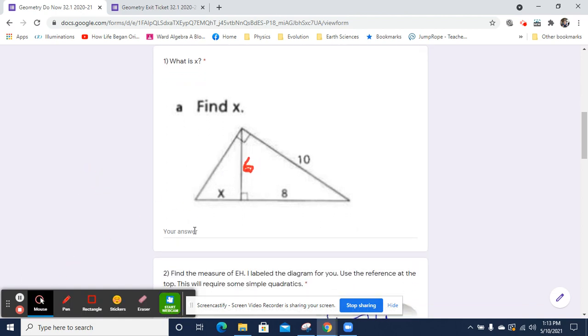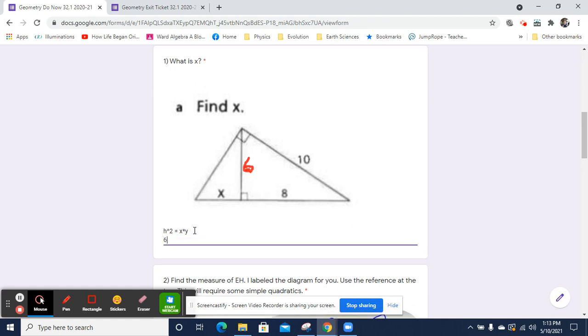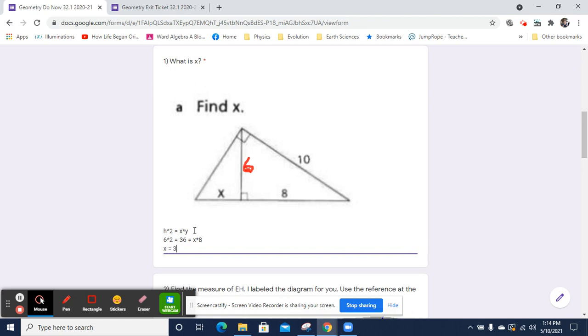And so we can just say that's h, so h squared equals x times y, so that's going to be 6 squared equals 36, and that equals x times 8. Okay, so x will equal 36 over 8, which will be, factor 4 out of both of those, 9 over 2, or 4.5. Okay, so that's one way to approach it. Another is with a simple quadratic.